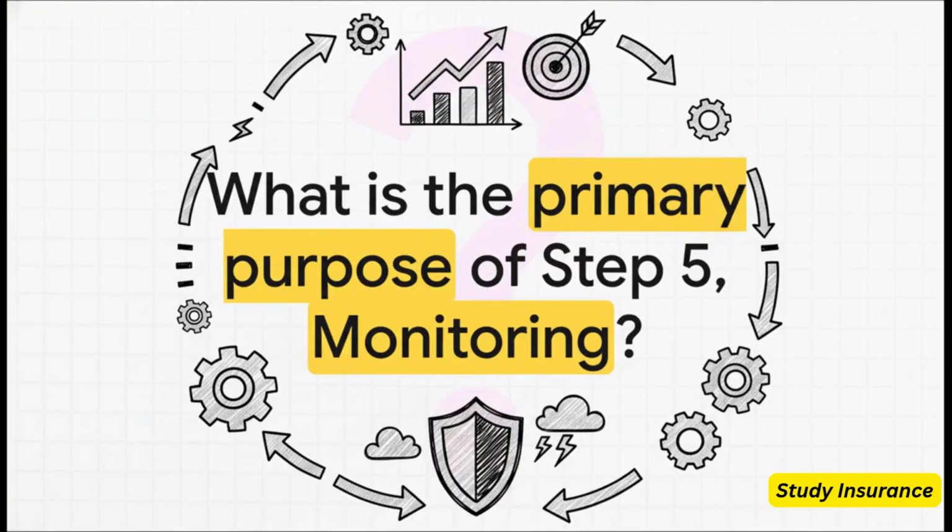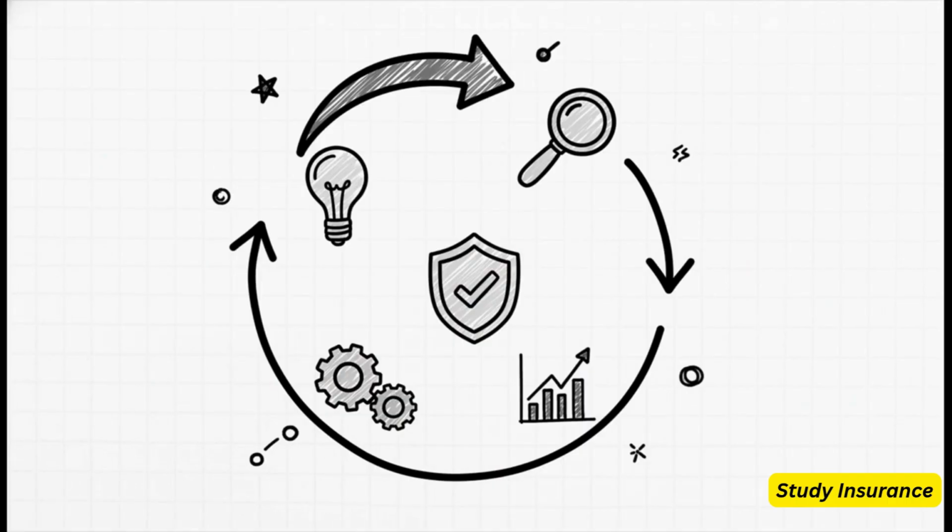Okay, last one. What is the main reason we have step 5, the whole monitor and modify thing? What's the point of that continuous cycle? And the answer is C, to ensure the program remains effective over time. And honestly, that might be the most important lesson here. Risk management is never done. It's a cycle. Because as a business changes, as the world changes, so do the risks. A great plan is one that's built to adapt.